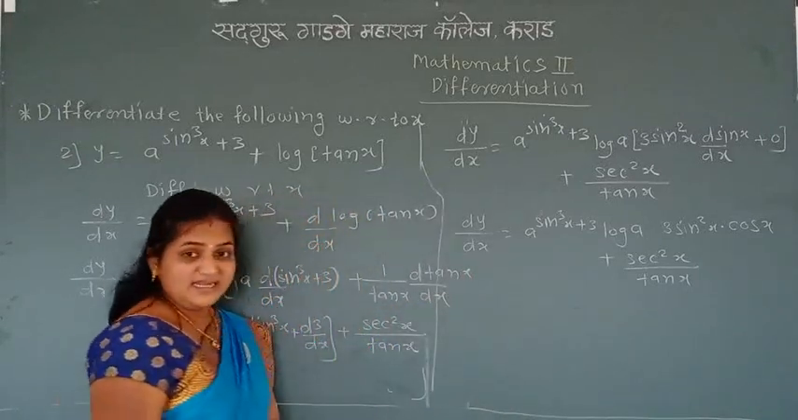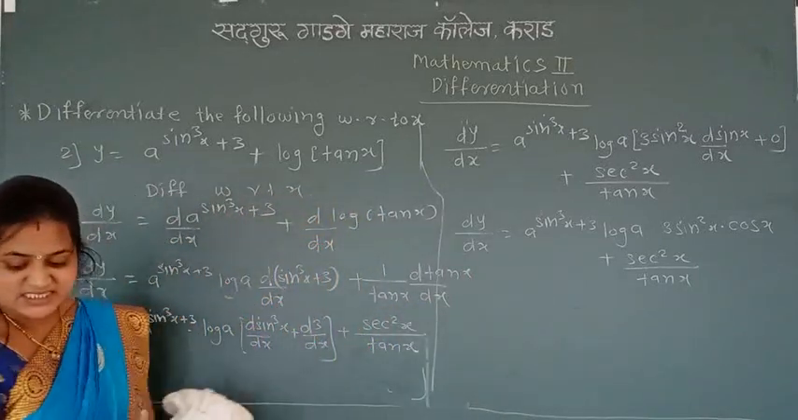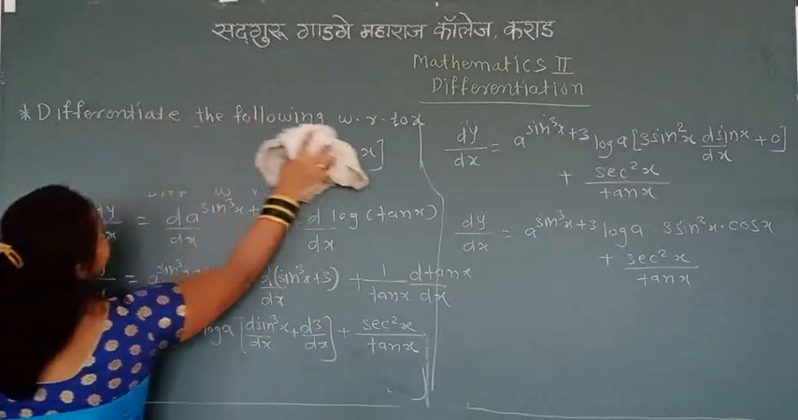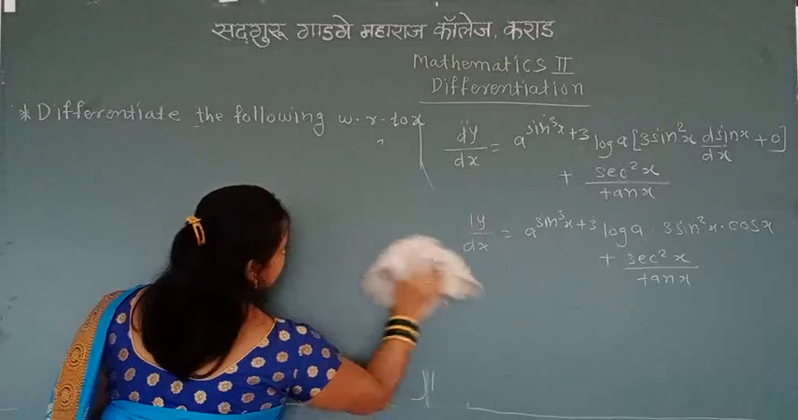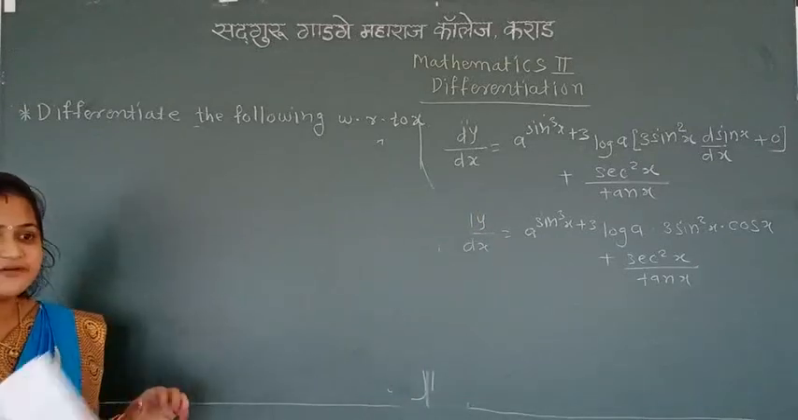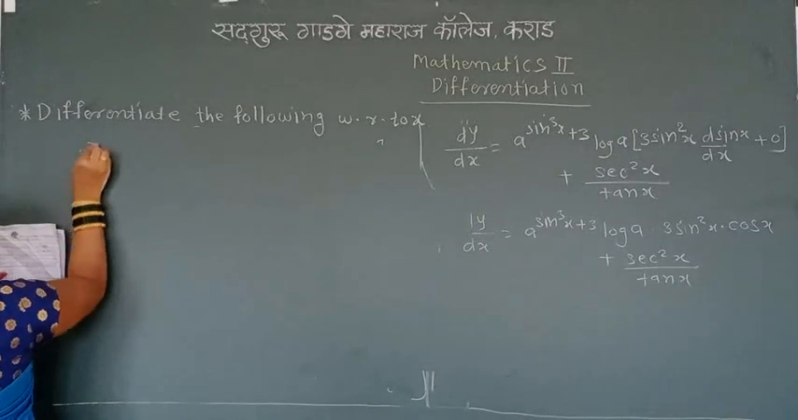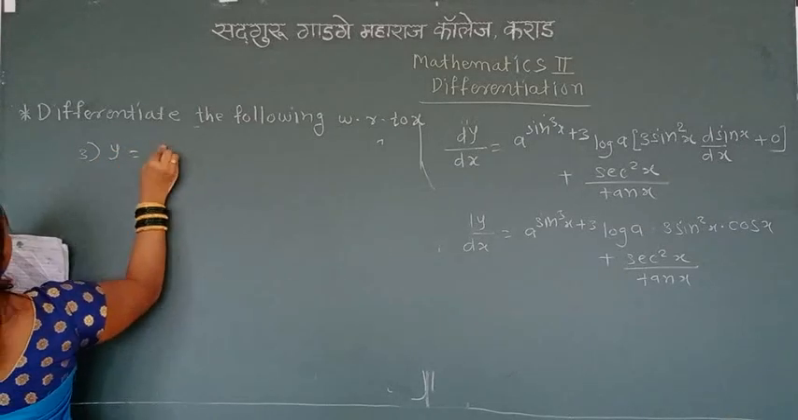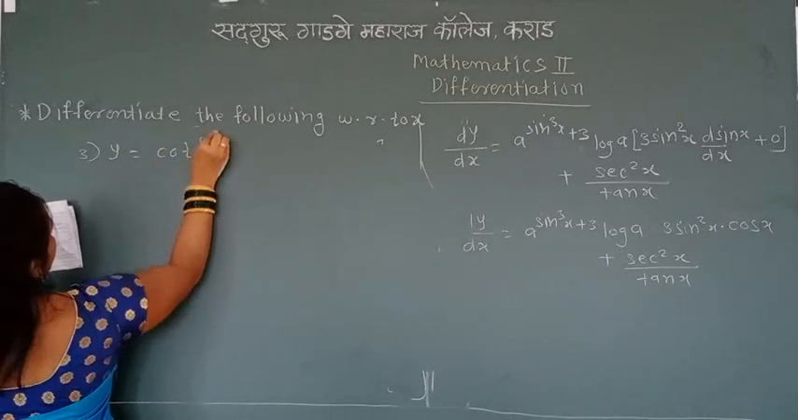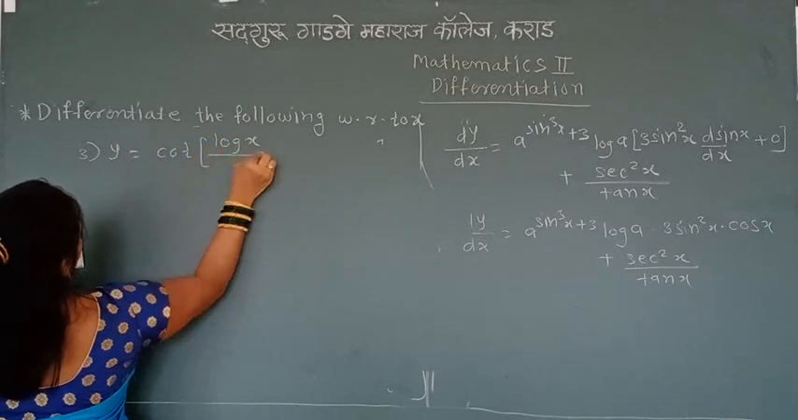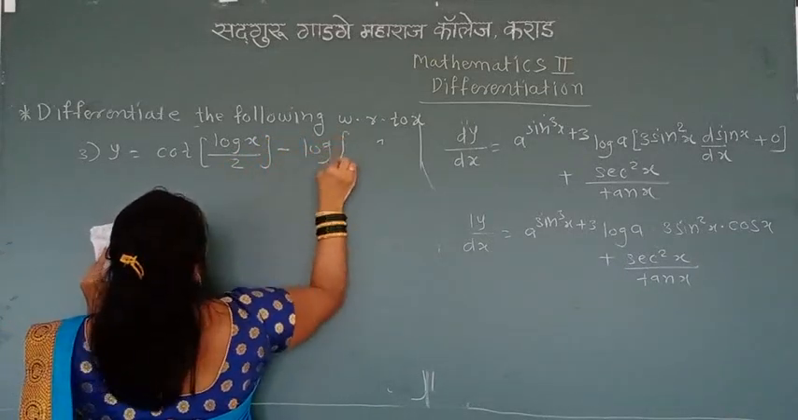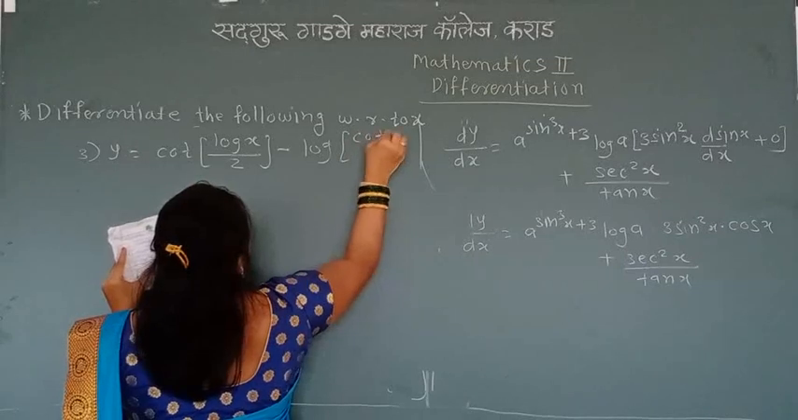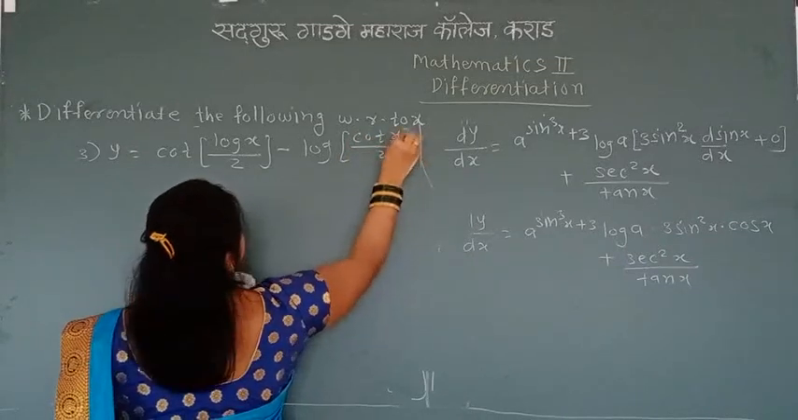Now we can write the next example, the third example: y is equal to cot of log of x upon 2 minus log of cot of x upon 2.